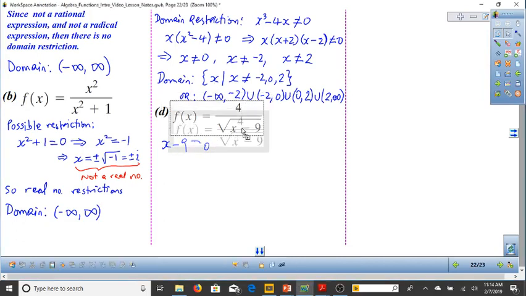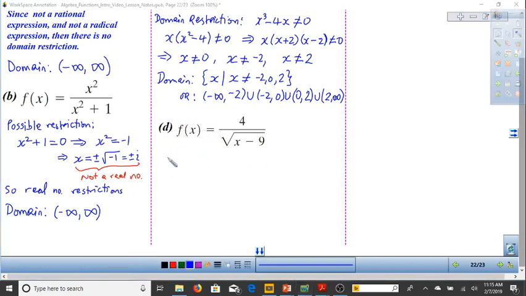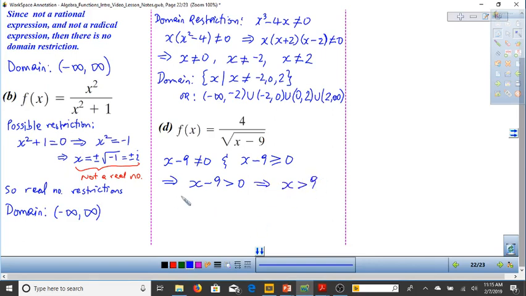I'm going to move this down a little bit to create a little bit of space. So we're saying that x minus 9 cannot be 0, and x minus 9 has to be greater than or equal to 0, which means overall that x minus 9 has to just strictly be greater than 0. So that means x has to be greater than 9. So as long as x is greater than 9, this will work. If it's less than 9 or if it's equal to 9, this won't work.